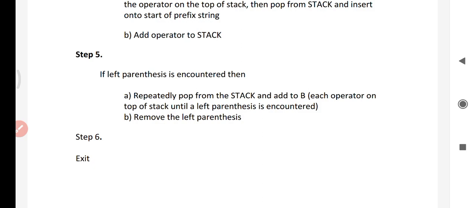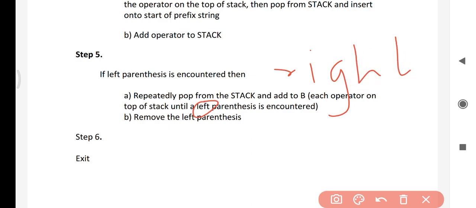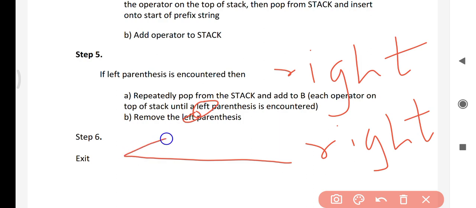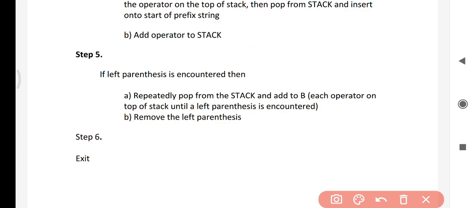Here there is a spelling mistake. Instead of left it should be right. Make the correction here also, it should be right. Left and right, because we are reading the expression from right to left. That's why the right parenthesis will be there in the stack, and when the left parenthesis is encountered, we have to remove the right parenthesis. I hope you are understanding.